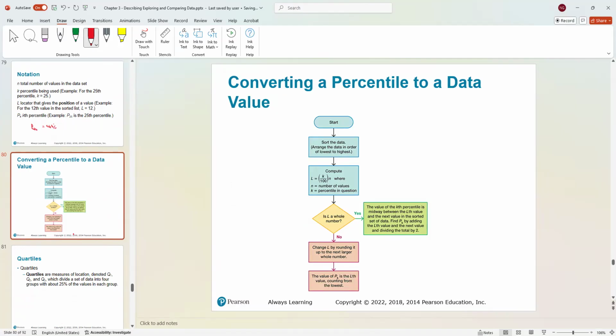Is L a whole number? Yes. If it's a whole number, the value of the K percentile is midway. So remember, we're looking for the data that's exactly in the middle. If that's not the case, then you take the one in the middle. So let's say, for example, I have 2, 3, 3, 5, 8, 9, 10. Remember, first of all, we're looking for the middle one.